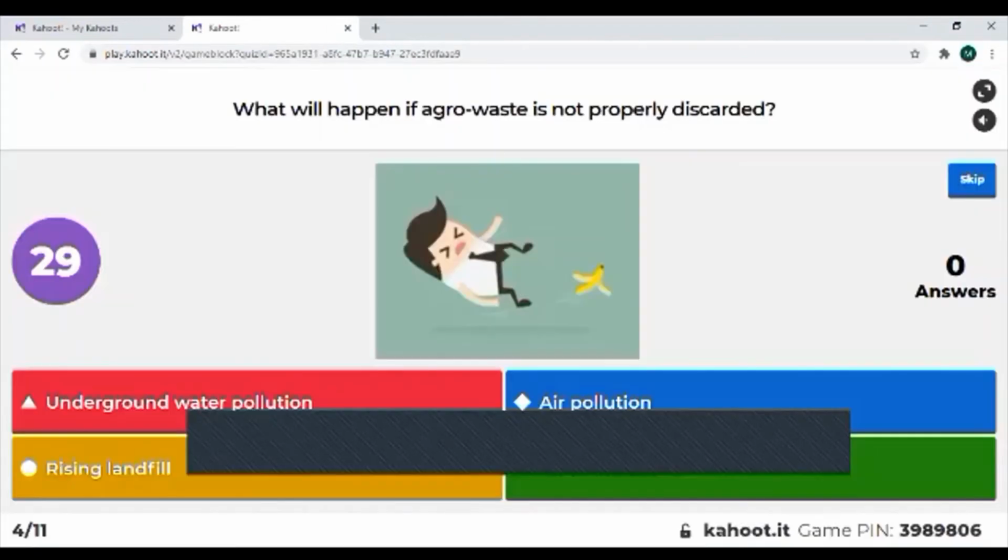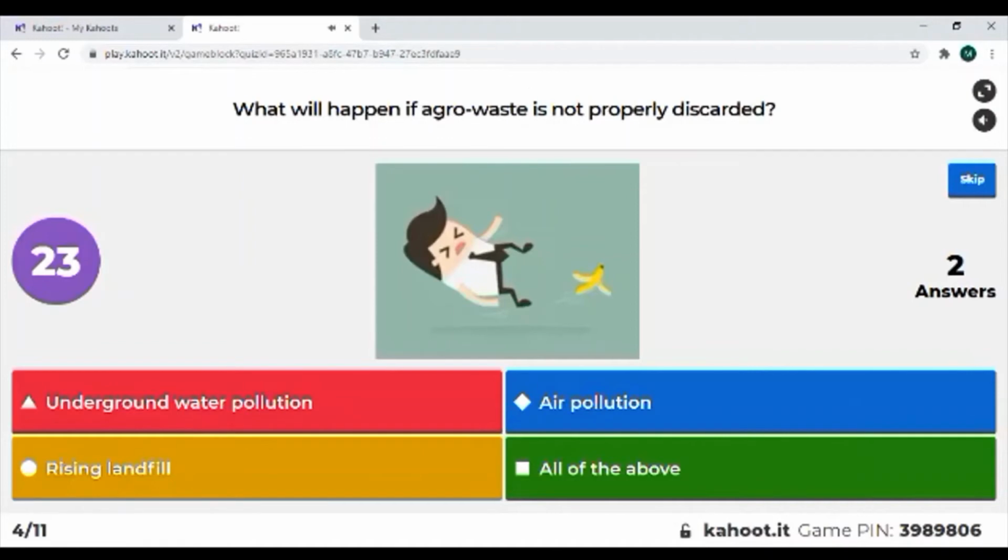The next question will be, what will happen if agro waste is not properly discarded? It will be underground water pollution, rising landfill, air pollution, and all of them. This is a tricky one. Oh my god. Should be all of them. What do you think about this, Nizar?